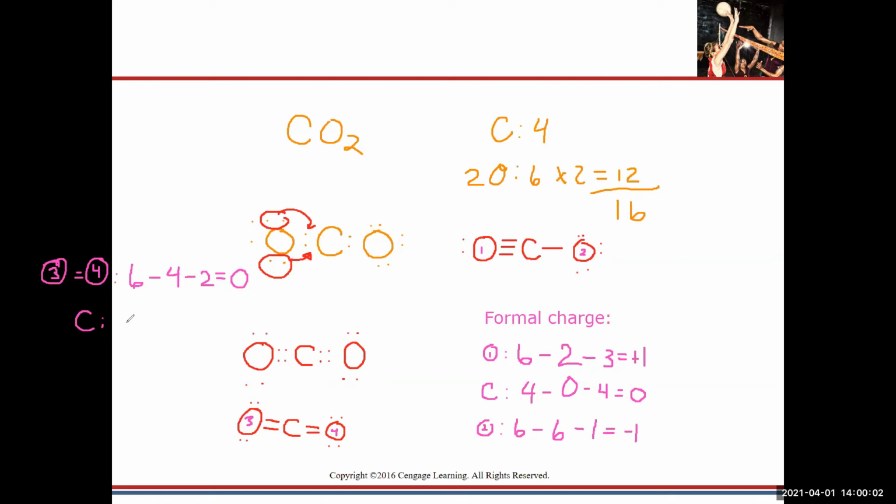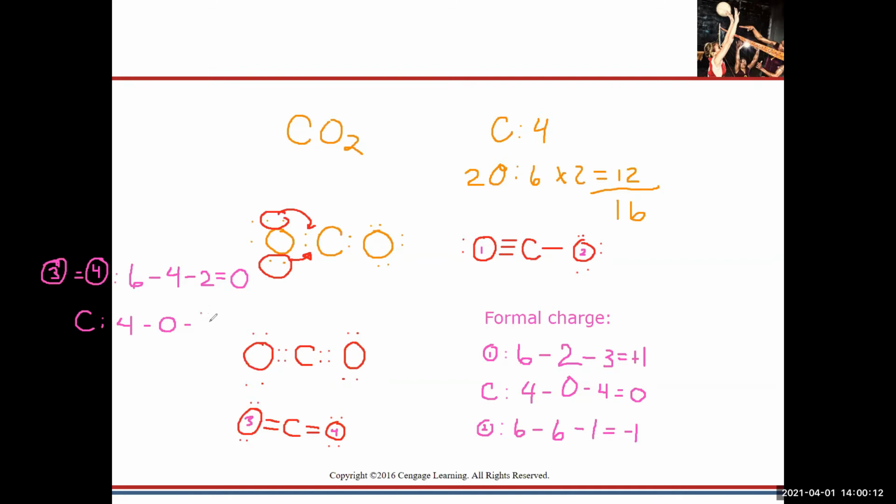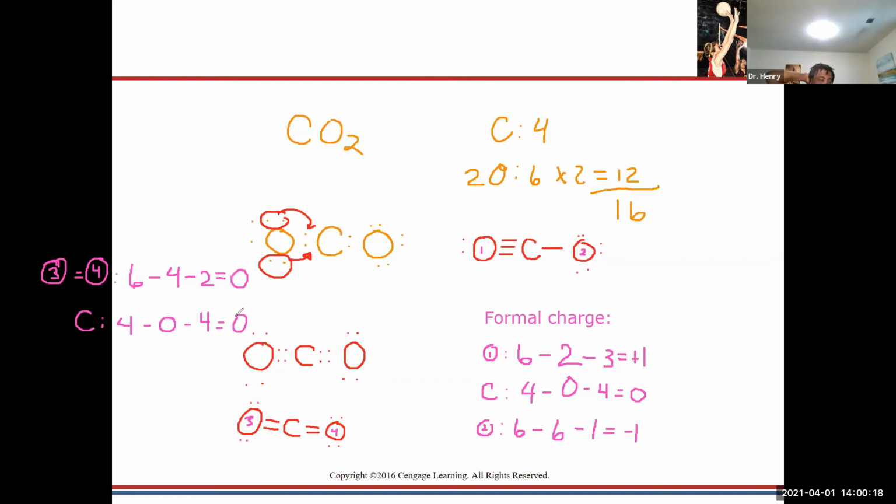Carbon has 4 valence electrons. How many lone pair electrons? 0. And 4 bonds. Okay. You guys see that?